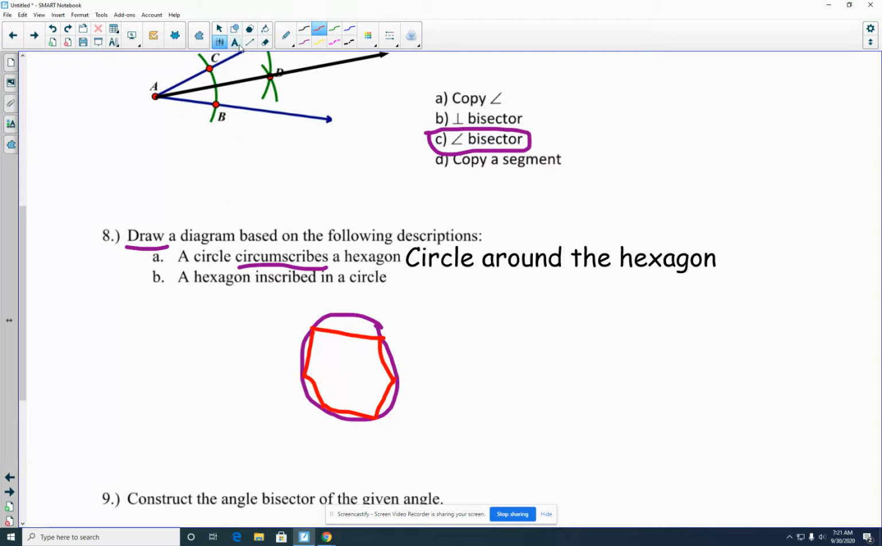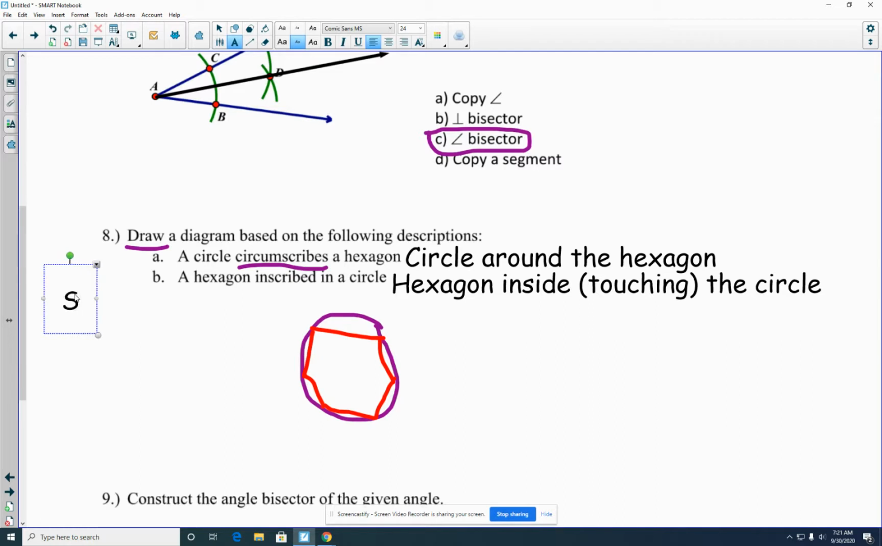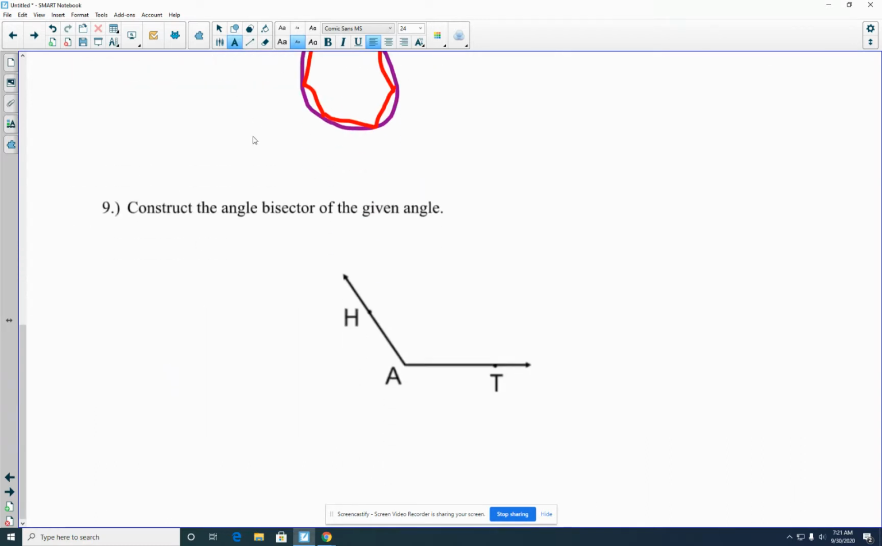Okay. Now B says a hexagon inscribed in a circle. That means that a hexagon is inside. Remember, inscribed means it has to be touching the circle. Wait, that's the same thing. The hexagon is already inside the circle, touching at all the vertices. So this actually is the same diagram. So we're done. All right, 9, let's construct the angle bisector of the given angle.